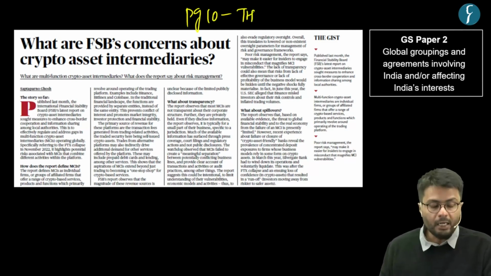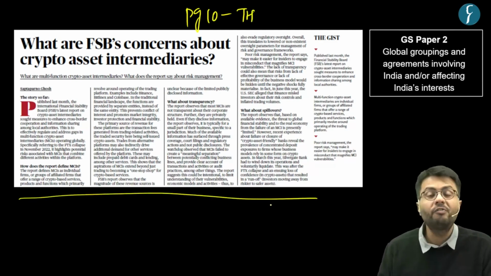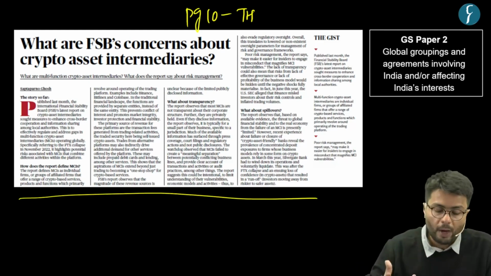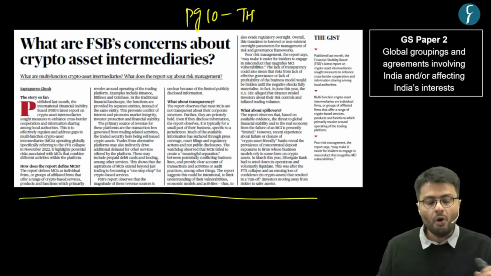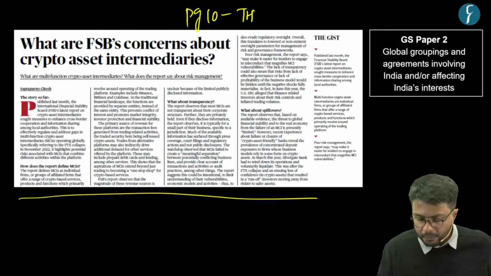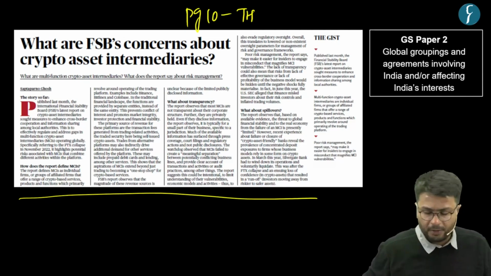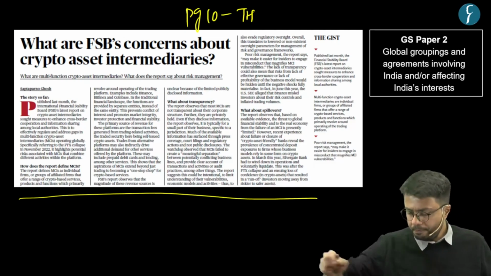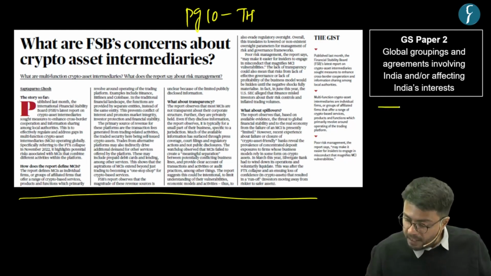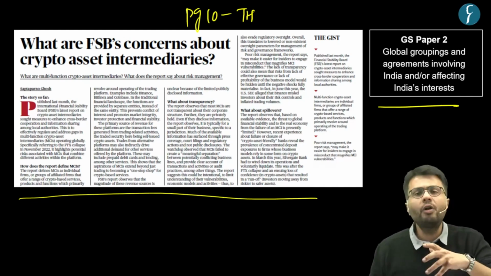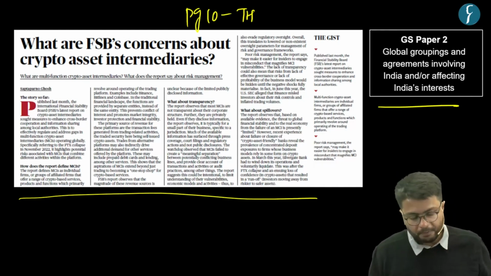Now this article reports that the FSB, the Financial Stability Board, has released a report on crypto asset intermediaries in order to enhance cross-border cooperation and information sharing regarding these intermediaries. Now, why are we dealing with this particular topic? It is because UPSC in GS Paper 2 highlights global groupings and agreements which involve or affect India's interest.